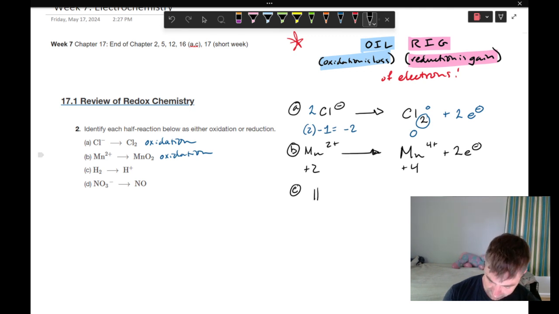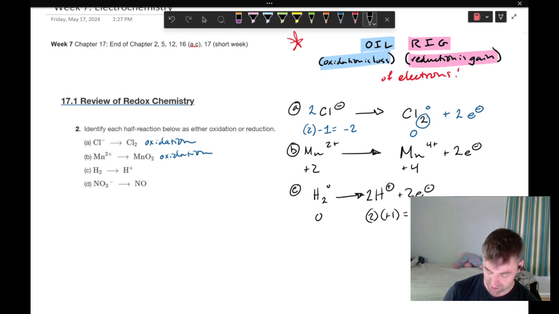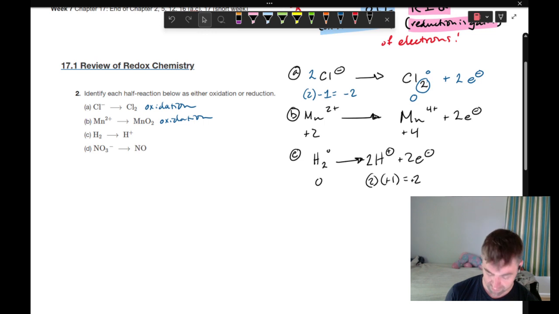Looking at C, we have diatomic hydrogen, so that has its charge of 0. Going to hydrogen by itself, let's go ahead and get our coefficient on there ahead of time because we know we're going to need to. So that's 2 times positive 1 and 0. So we have a net positive charge. We know we need to add 2 electrons to the right side of this in order to even out that charge. Make sure you can see that. This is also an oxidation reaction.